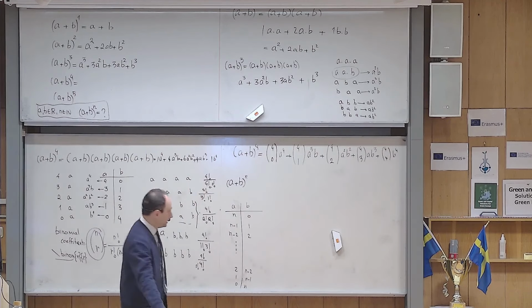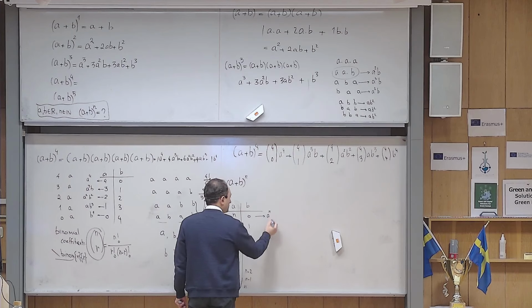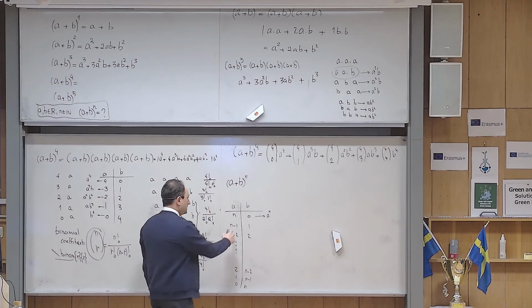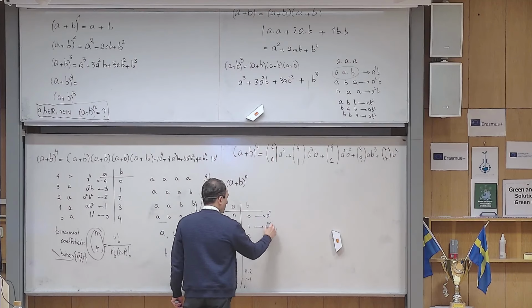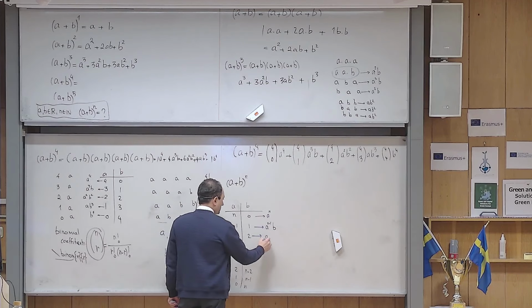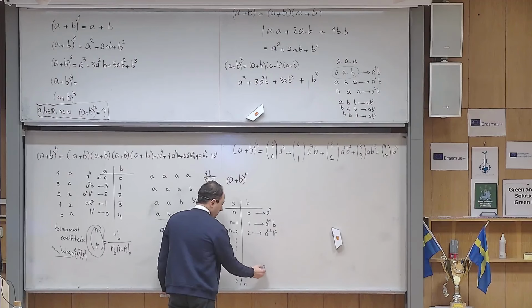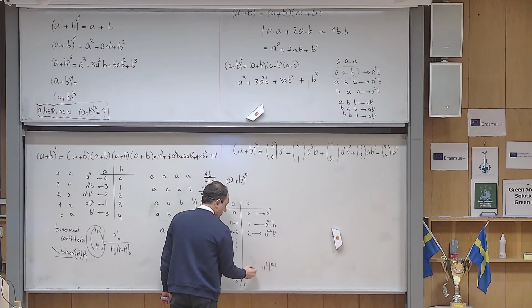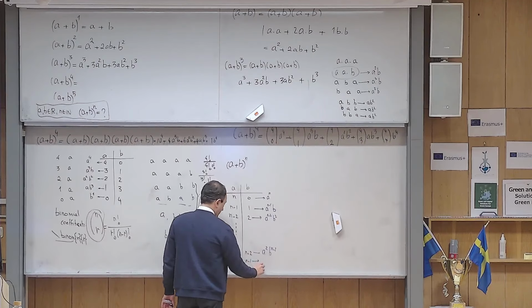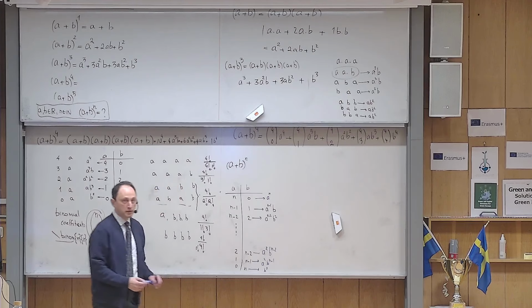Yes? This will give rise to what? This will give me a to the power of n, b to the power 0. This will give me what? A to the power of 1 unit less with 1 b. This will give me a to the power of n minus 2 with 2 b's. And then finally, it will give me 2 a's with n minus 2 b's. This will give me 1 a, which I can write simply a, b to the power of n minus 1. And this will give me no a's, but all of them b's. So this is clear.